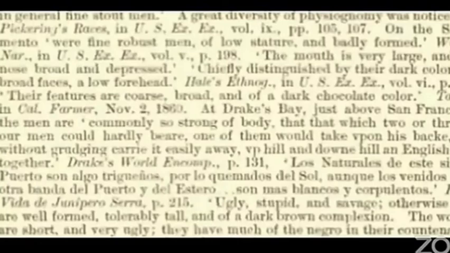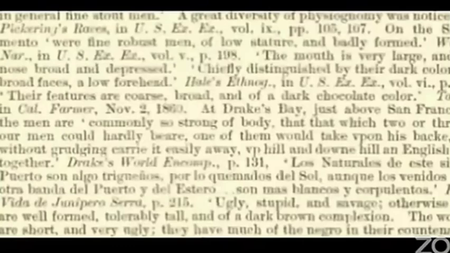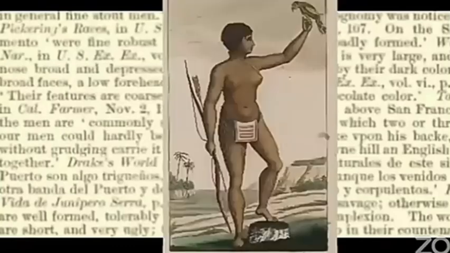So even though he's pointing out his racist views, right, he's being completely honest. You can see he's saying ugly, stupid, and savage, right? That's what he thinks, honestly, of them. But he's also letting us know, honestly, that they are of a dark brown complexion. The women, he continues, are short and very ugly. They have much of the Negro in their countenance.